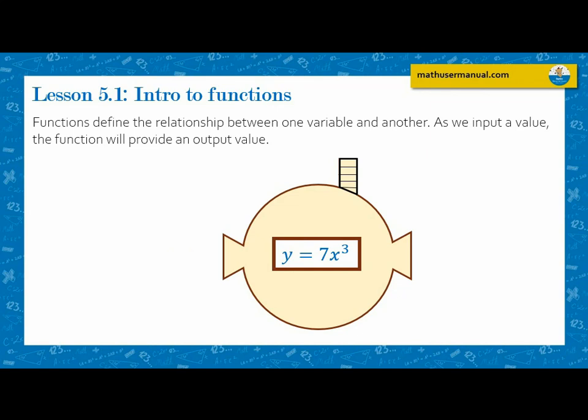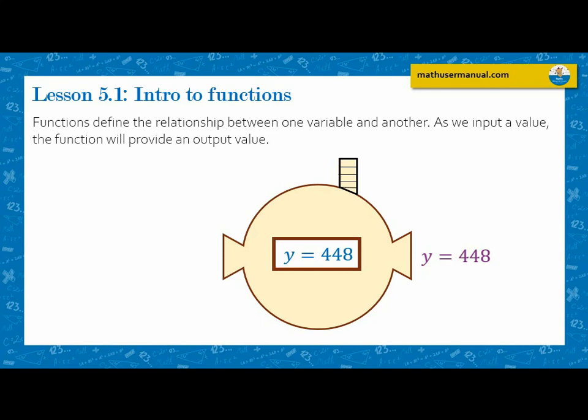Let's put it into the function, and what's going to happen is the x of the function is going to be replaced with 4. So instead of having 7x to the power of 3, we have 7 times 4 to the power of 3. And we have to let the function process this information, or basically do the calculation. 4 to the power of 3 is 64, and 7 times 64 is 448. So as we input x equals 4, we have an output of y equals 448. So the answer is 448. And this is how functions work.